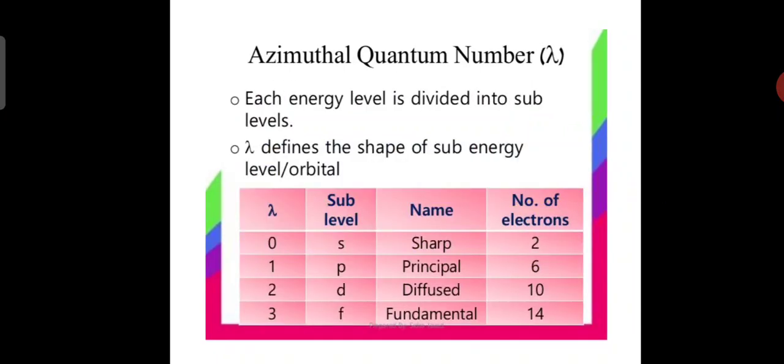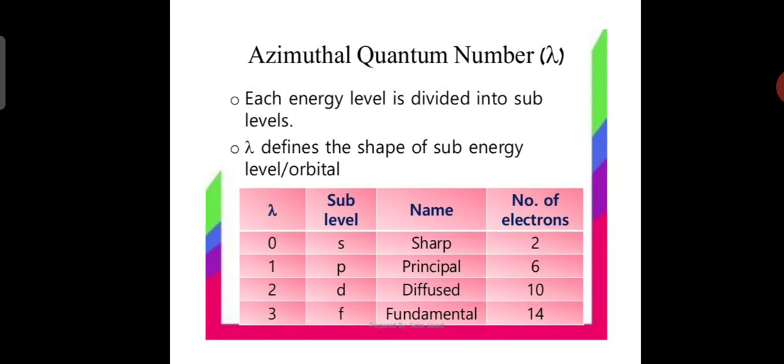Next, we have the azimuthal quantum number, lambda. Each energy level is divided into sublevels. The azimuthal quantum number defines the shape of the sub-energy level or orbital. So we have azimuthal quantum numbers 0, 1, 2, 3, which correspond to the sublevels S, P, D, F. The S means sharp, P is principal, D is diffuse, F is fundamental.